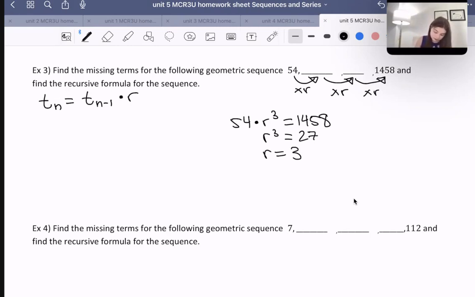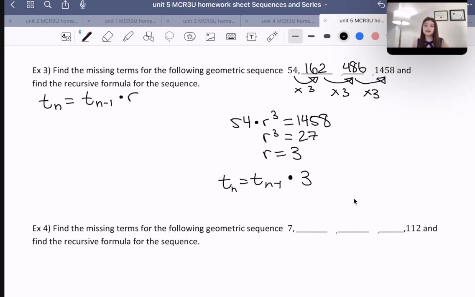So what's 54 times 3? I'm going to replace these r's now with 3's. It's 162. 162 times 3 is 486, and 486 times 3 is indeed 1,458, so we have done this correctly. Now, to give the recursive formula for this one specifically, all I'm going to do is take the general recursive formula and put in 3 for r, because in this case it is 3. In this specific case, what we must do to each term to get the next one is multiply it by 3. Very good.